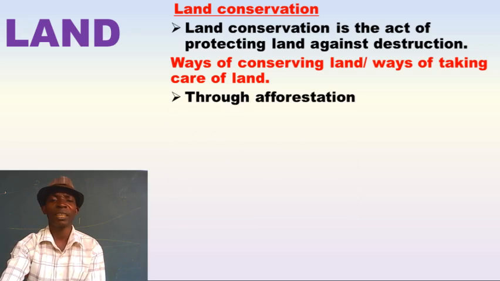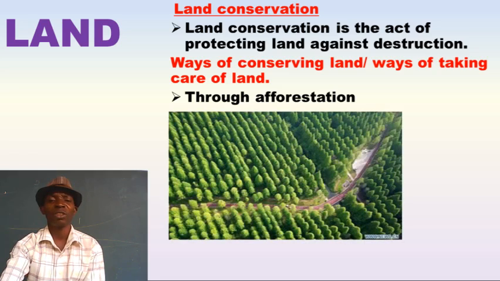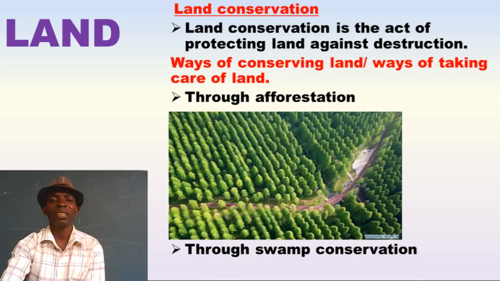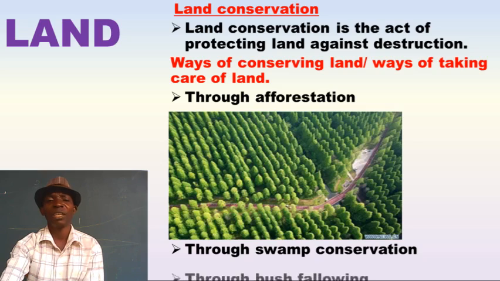One of the ways of taking care of land is through afforestation. What is afforestation? Afforestation is the massive planting of trees. In our slide there we see trees were planted on a large scale. Another way of protecting the land is through swamp conservation. Swamp conservation is the act of protecting swamps from being drained.